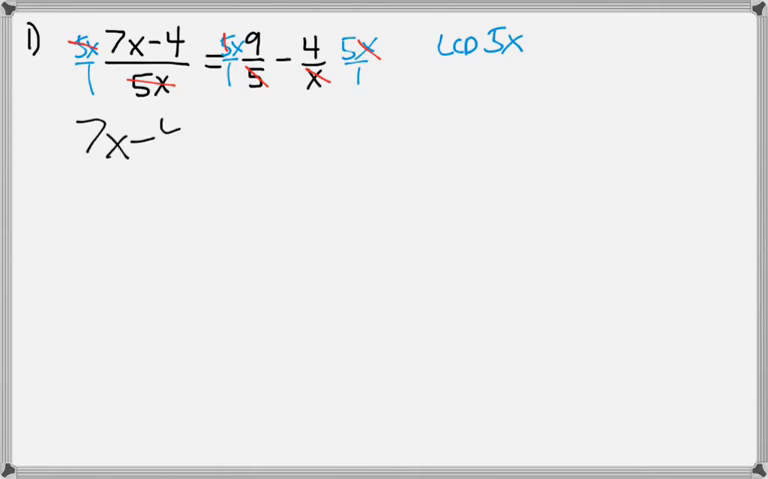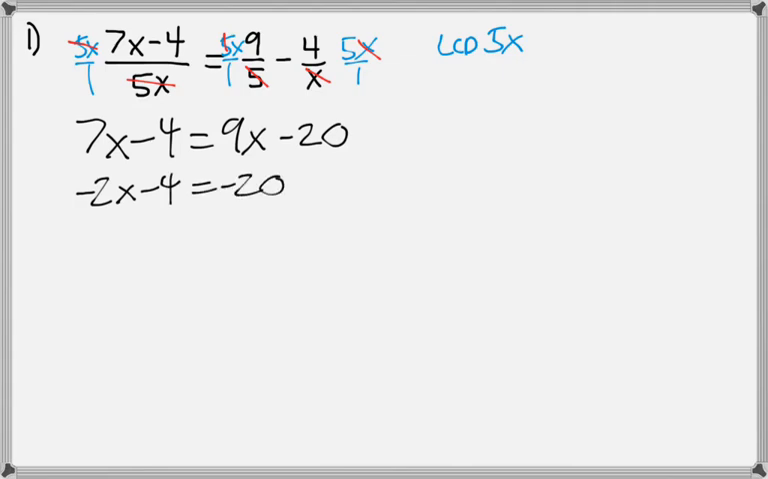So I have 7x minus 4 is equal to 9x minus 20. So the 9 and the x get multiplied, the 4 and the 5 get multiplied. And you'll notice that we no longer have any fractions, and this is just an equation. And we can solve this. So if you subtract 9x from both sides, this is what we get. If you add 4 to both sides, we get negative 16. And then if you divide both sides by negative 2, we get 8.